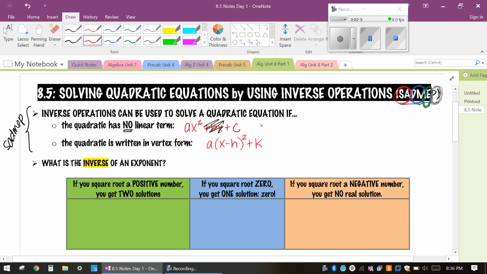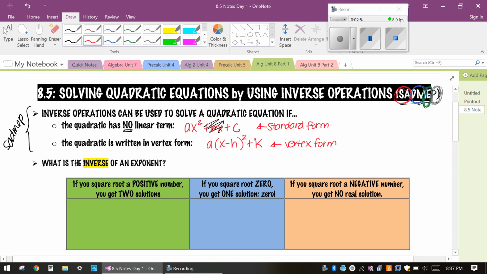Okay, so quick reminders, this is standard form when it's ax squared plus bx plus c. So if the linear term is missing, you can use SADMEP, and this is called vertex form, when you have a binomial quantity in parentheses squared.